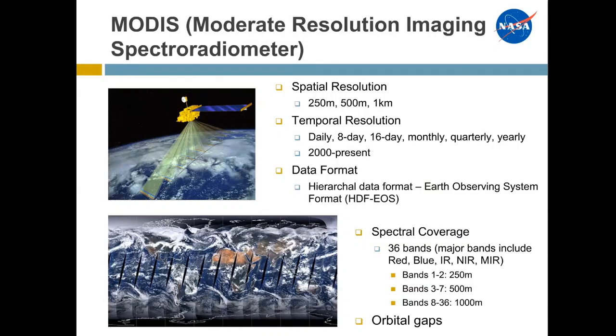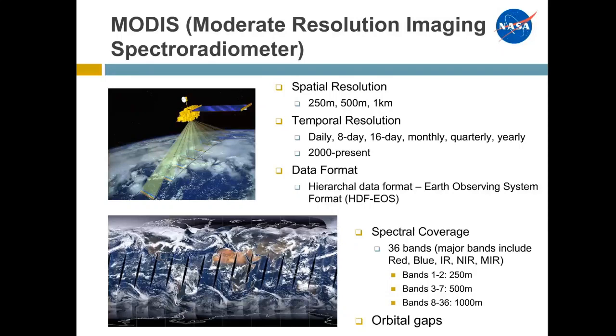MODIS is one of the key imaging instruments for NASA's Earth Observing System. It is designed to measure large-scale global dynamics across land, oceans, and the atmosphere. Flying on 2 satellites, Terra and Aqua, allows the MODIS sensor to capture imagery of the same area on Earth at different times of the day. MODIS imagery has varying spatial resolution depending on the product you're interested in, from 250 meters to 1 kilometer. The temporal resolution also varies from daily to 8-day, 16-day, monthly, and yearly composites. These data are available from 2000 to present.